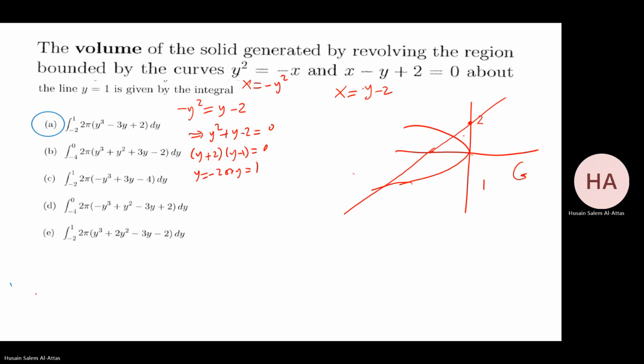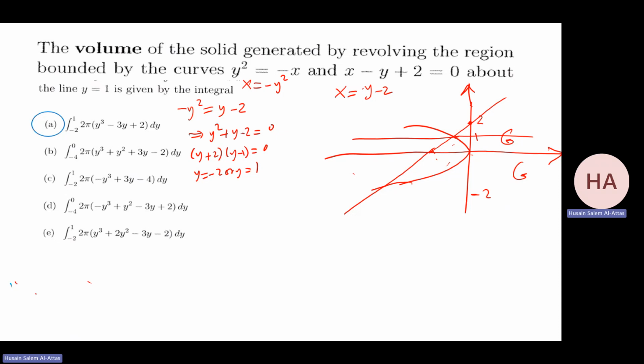So this is minus 2, and this is 1, and this is the line y equals 1. This is my axis of revolution, not the other one. This is the x-axis and this is the y-axis. I'm talking about this region. Okay, so now we'll do the line.